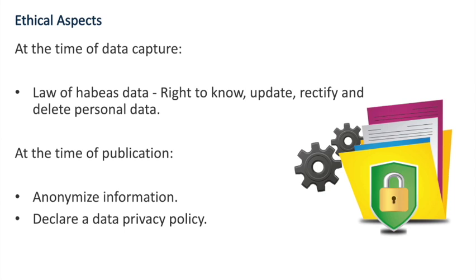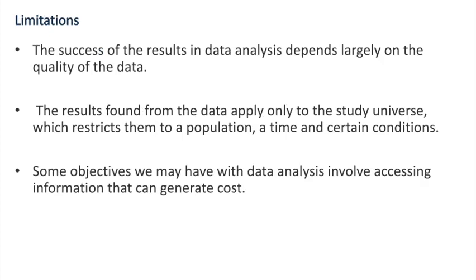And at the moment of publishing the information, we also have to pay attention that this information has to be anonymous, and there has to be a privacy policy for that data, because this information can be used for commercial means. So we don't want to share the information of the producer, like cell phone numbers, like addresses, geographical coordinates. So we have to be very careful when we manage this information.